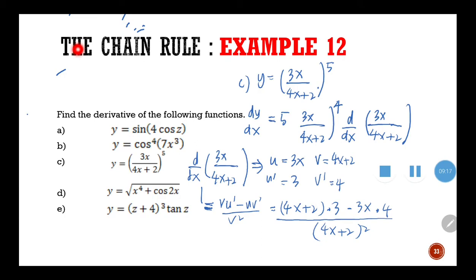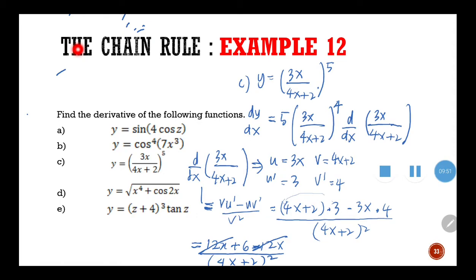Okay, so from here you can see, we have solved the derivative. We already got the derivative, but we can simplify further. We have 12x. I multiply in 3 times with 4x here. So 12x plus 6 minus with 12x over 4x plus 2 square. So from here we can see, we can cancel this and this. So we have the derivative of 3x over 4x plus 2 is just 6 over 4x plus 2 square.